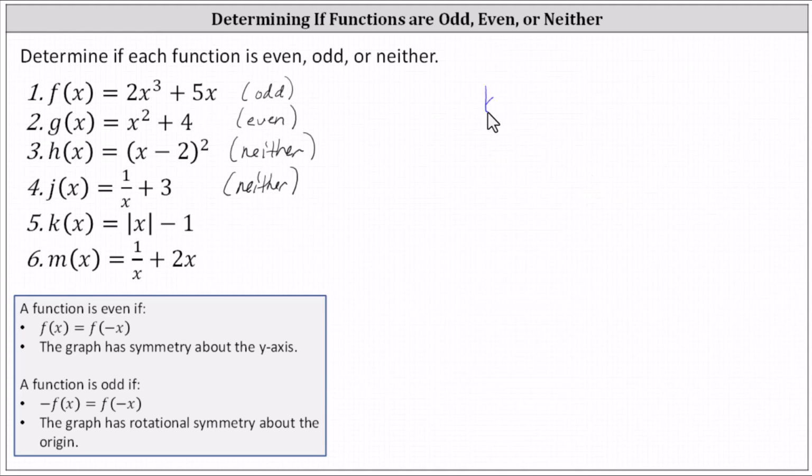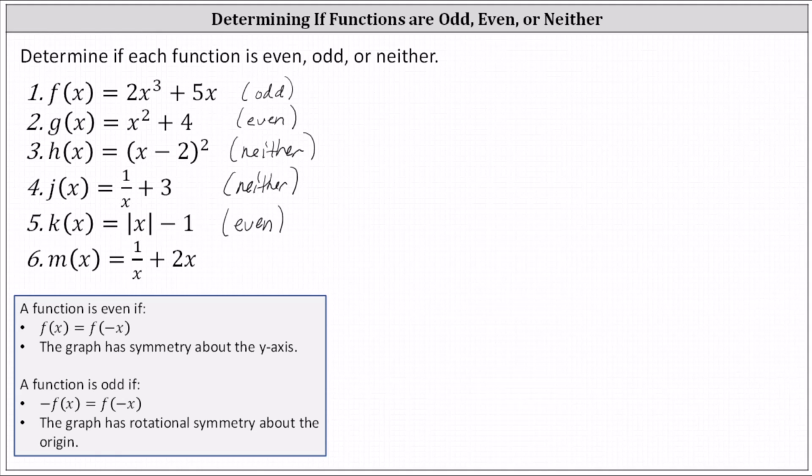Number 5, we have k of x equals the absolute value of x minus 1. K of negative x equals the absolute value of negative x minus 1. The absolute value of negative x does equal the absolute value of x, giving us the absolute value of x minus 1. Notice k of x equals k of negative x. We can stop. K of x is even.